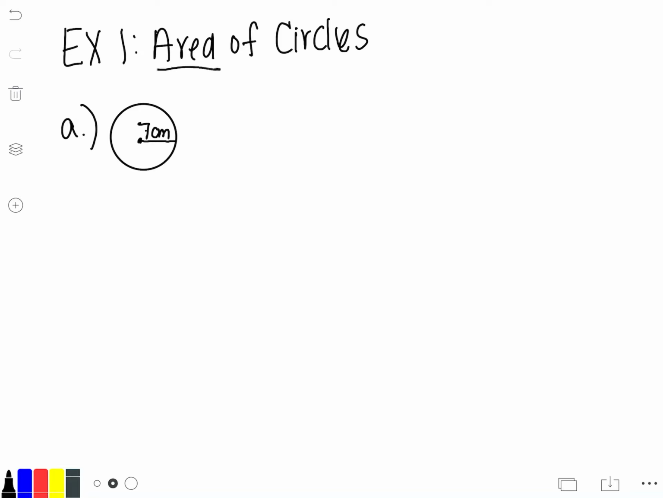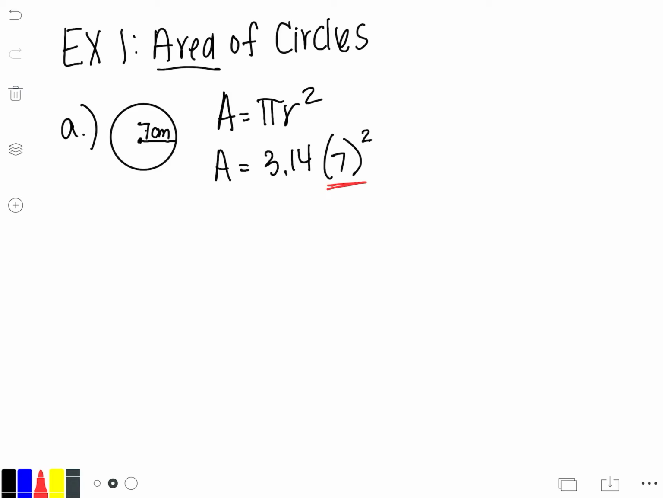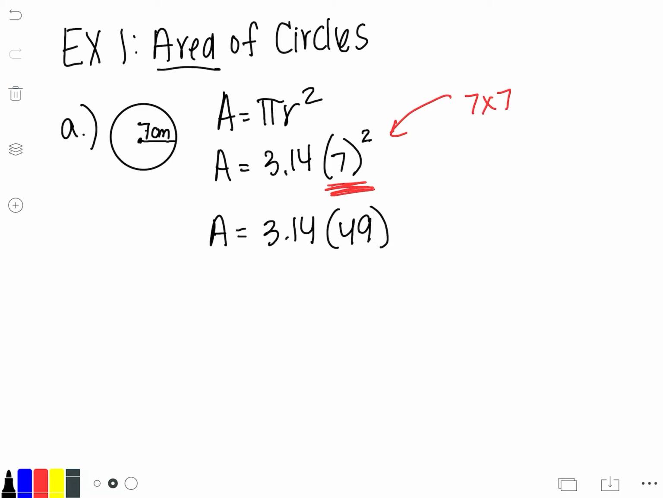Again, we are finding the area for these examples. So I would always recommend starting with your formula. A equals pi r squared. Okay, done. Next, you want to plug in 3.14 for pi, and you want to plug in 7 for your radius. So area equals 3.14 times 7 squared. Now again, this is where students tend to get confused. You absolutely have to square this number first, and that's the same thing as 7 times 7, which you know is 49. So you have A equals 3.14 times 49.